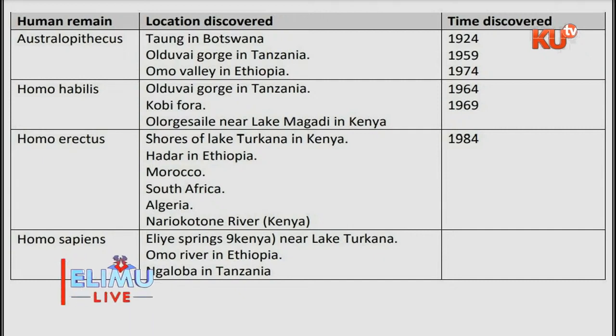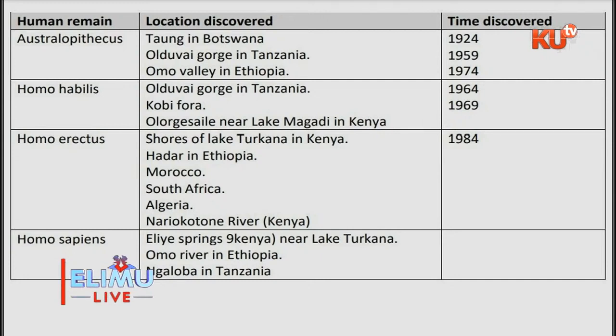If we look at Homo habilis now, the remains of Homo habilis were discovered at a place called Olduvai Gorge in Tanzania in 1964. Also, the remains of Homo habilis were discovered at a place called Koobi Fora in 1969. Then still, these remains of early man were discovered in Kenya, at a place called Olorgesailie near Lake Magadi.